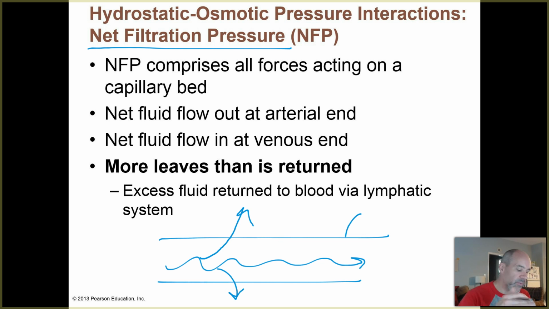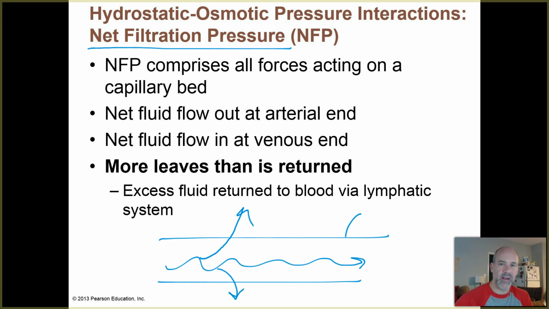And again, your net fluid flow is going to be out. More fluids coming out at this end than is coming back in. And down here at this end, it's the opposite. More fluid is coming back in than is moving back out. Now, the net result, as we're going to see, you really do push more fluid out at this end than you take up down at the other end, at the venule end.